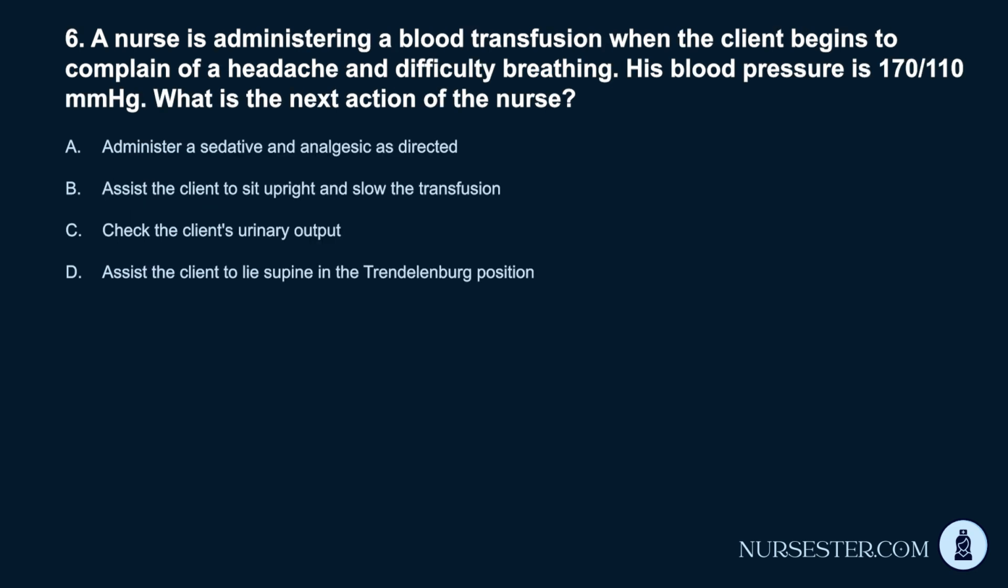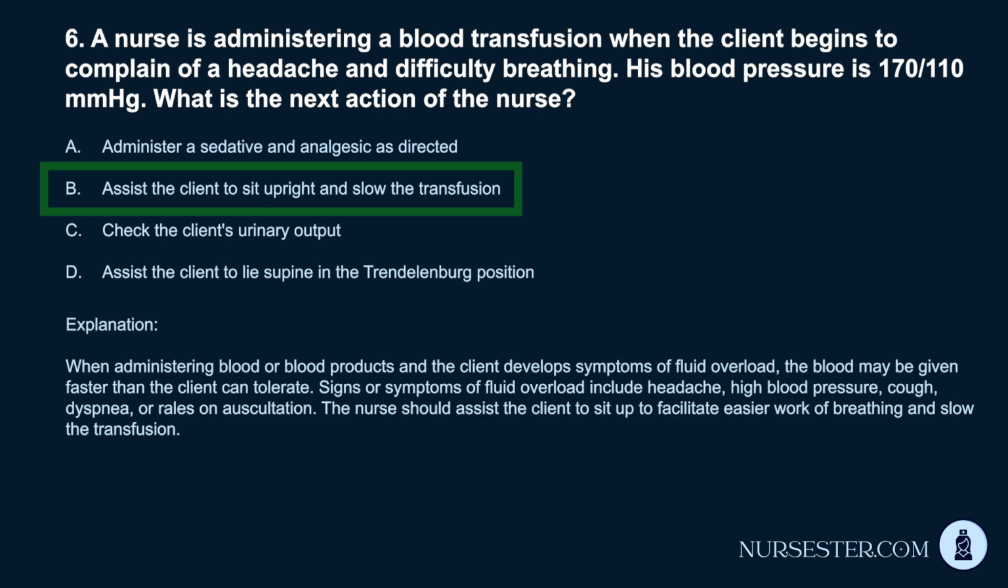6. A nurse is administering a blood transfusion when the client begins to complain of a headache and difficulty breathing. His blood pressure is 170/110 mmHg. What is the next action of the nurse? A. Administer a sedative and analgesic as directed. B. Assist the client to sit upright and slow the transfusion. C. Check the client's urinary output. D. Assist the client to lie supine in the Trendelenburg position. Correct answer, B. Assist the client to sit upright and slow the transfusion.